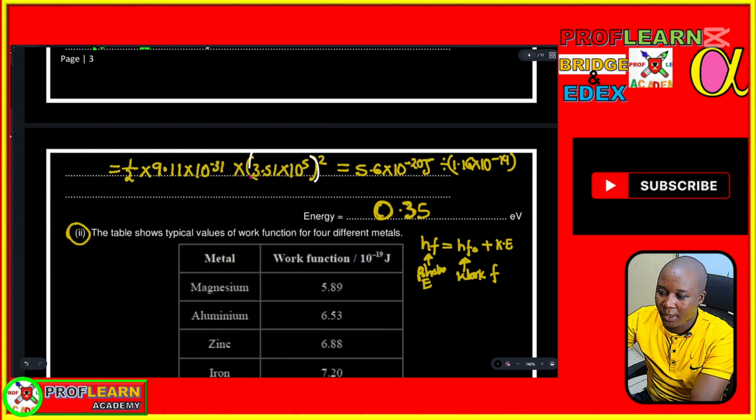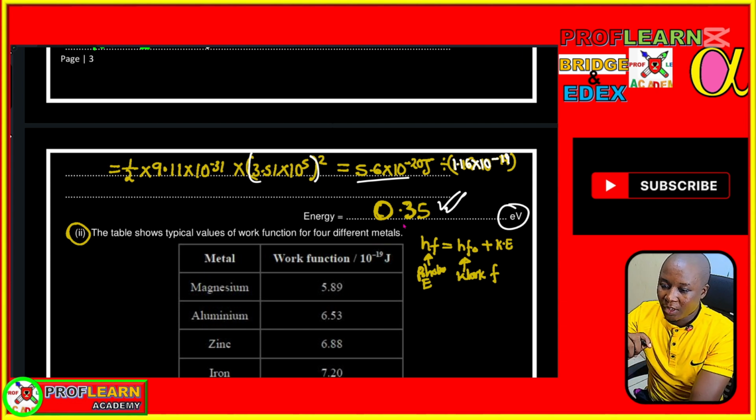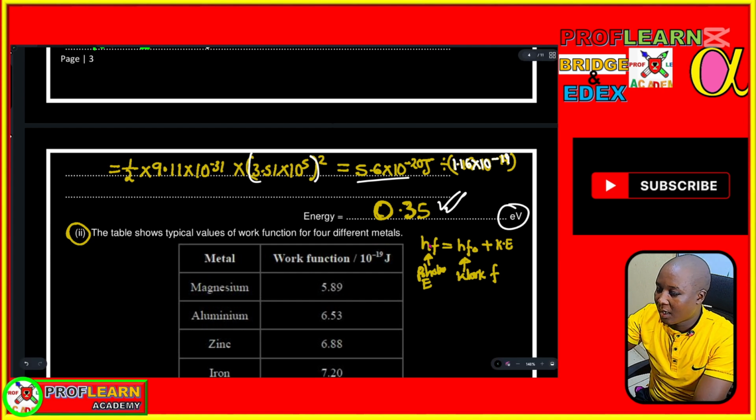Remember to square that, and if you work it out, you are going to get 5.6 times 10 raised to power negative 20 joules. That is the kinetic energy of these electrons in joules. But we are supposed to get our answer in electron volts, so you are going to take that value you have there, divide it by 1.6 times 10 raised to power negative 19, and we shall get our answer equivalent to 0.35.